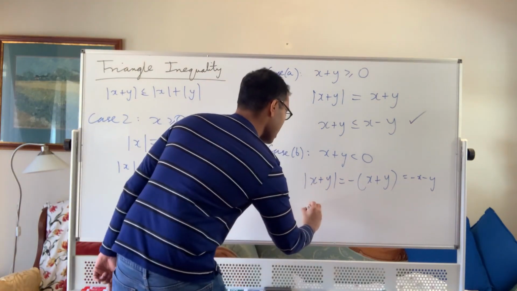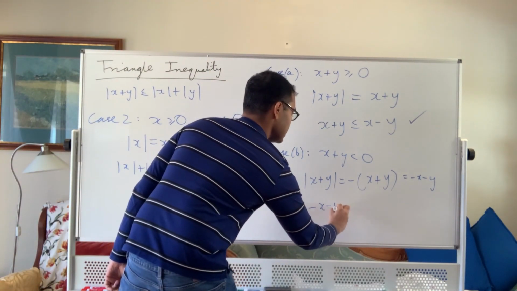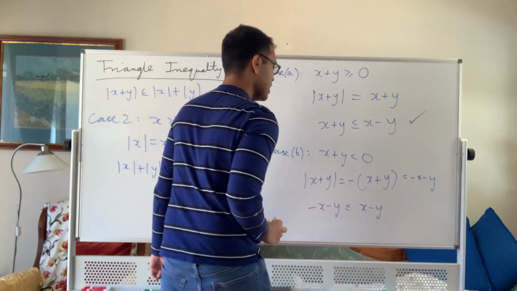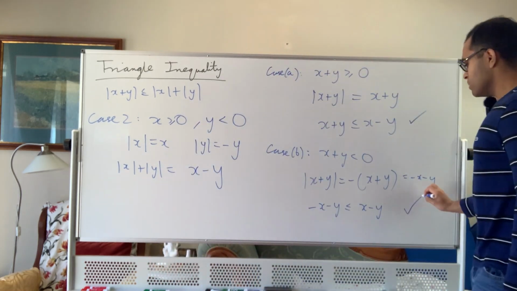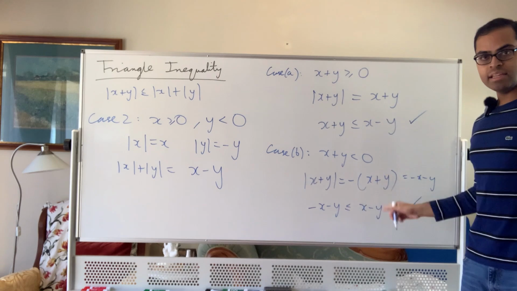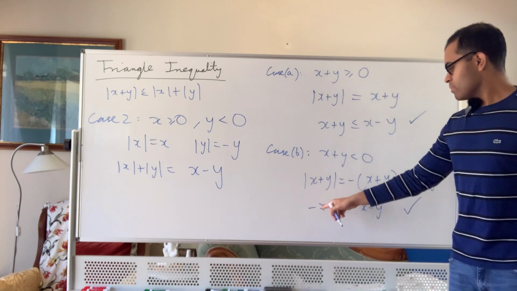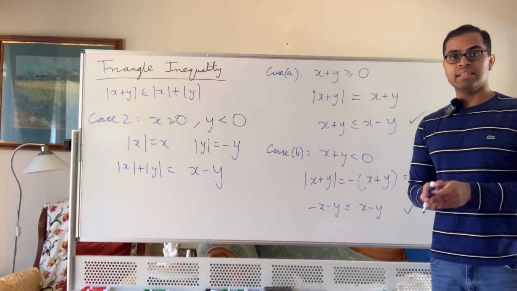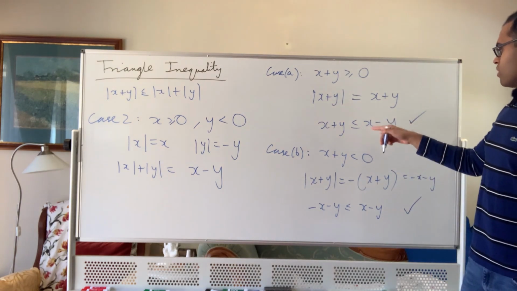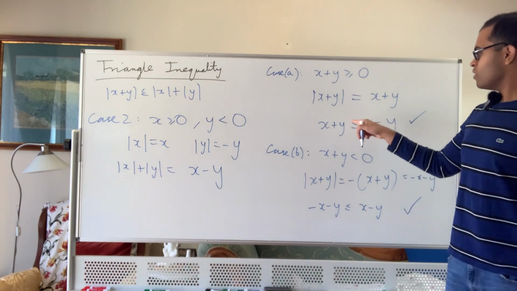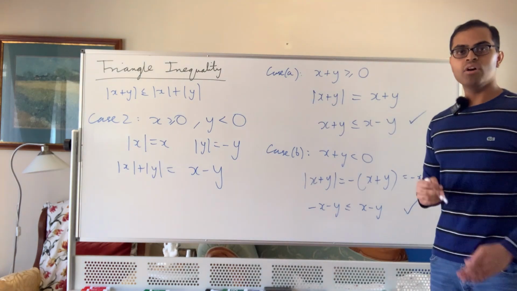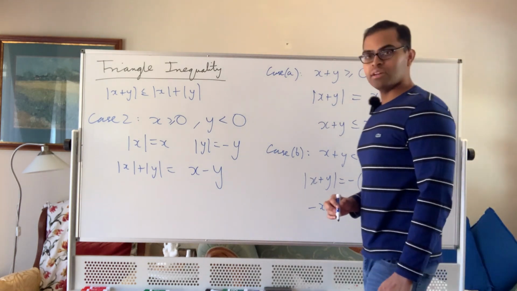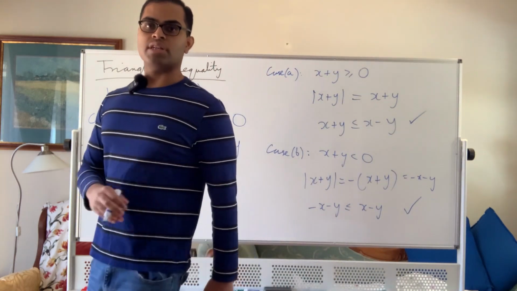And now the triangle inequality is telling us that negative x minus y is less than or equal to x minus y. And that is again true because, if you cancel negative y on both sides, this is the same as saying negative x is less than or equal to x, which is a fact because x is at least 0. In the same way that this inequality, if you cancel x from both sides, is saying y is less than or equal to negative y, which is also a fact because y is negative. So in both cases, we've established the inequality is true, therefore it's true in general.